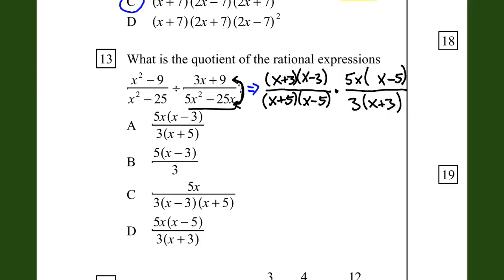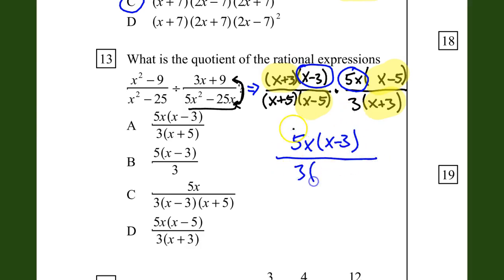All right, now we can see what we can cancel. We've got x plus 3's that cancel, and x minus 5's that cancel. Nothing here, nothing here, and nothing diagonal here. So it looks like what's left over will be our answer. We could put the 5x in front on top. Then we'll have the x minus 3 here on top. And on the bottom, we'll have a 3 and an x plus 5. So that would be our answer A here.